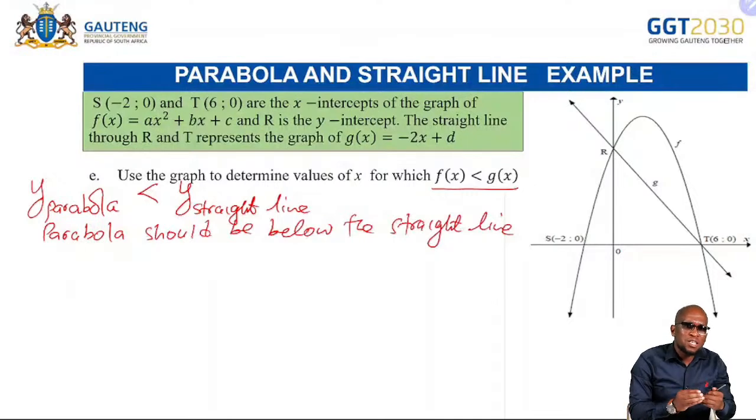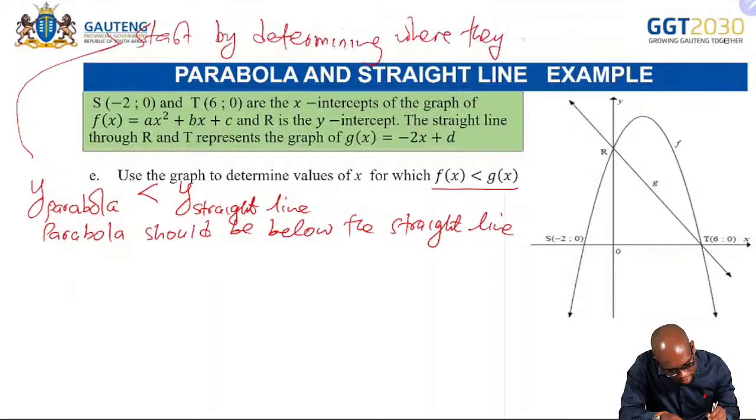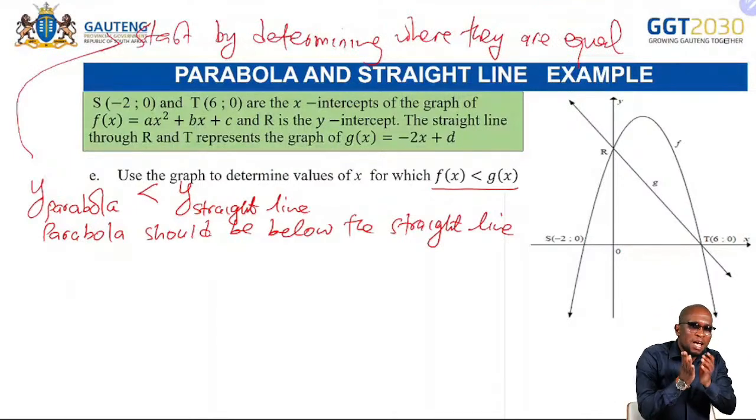Now, first things first, in order to attempt this question, you should start by determining where they are equal, where the y value of the parabola is equal to the y value of the straight line. That is where you're going to check from. That would be your critical value. Your critical value would be where they are equal, and then you're going to analyze from that critical value.